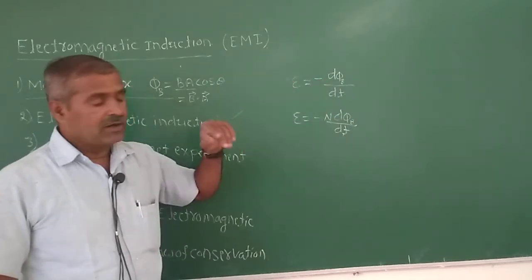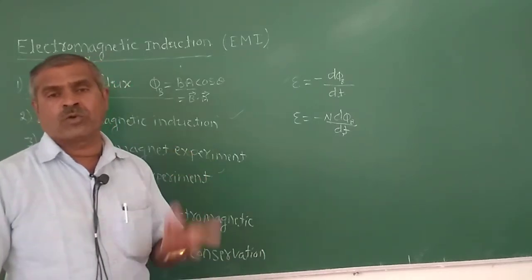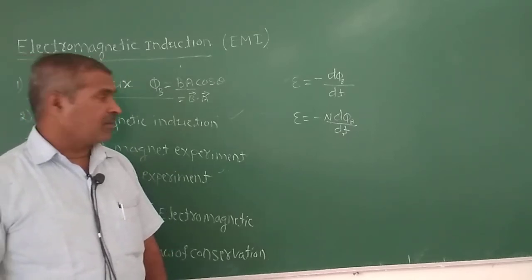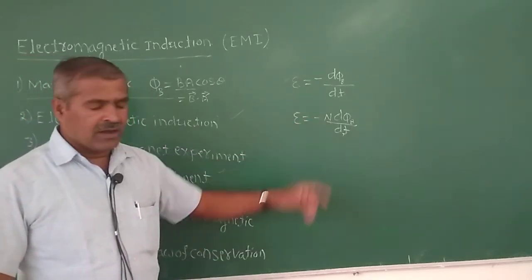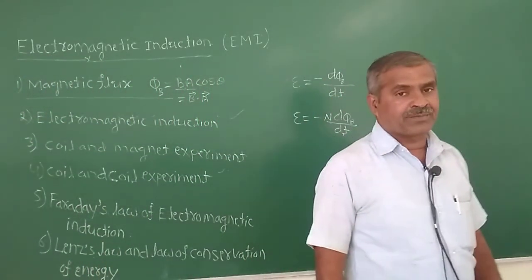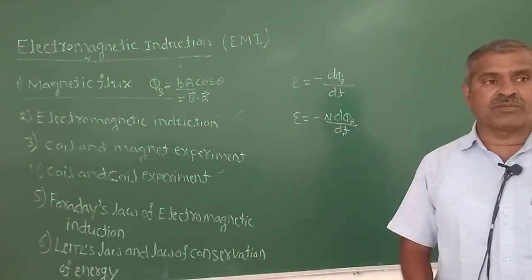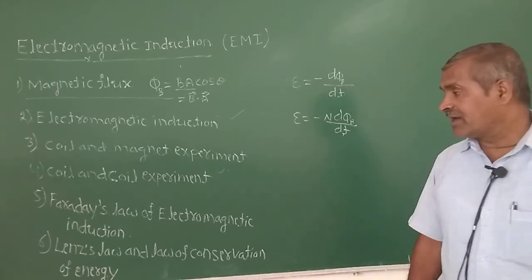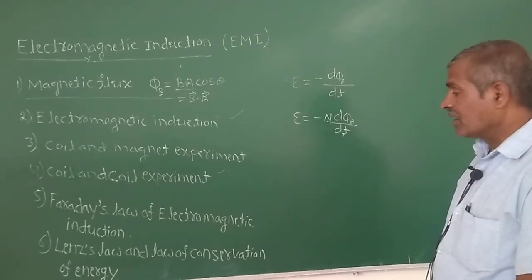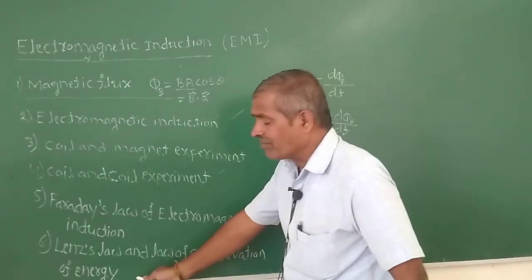Suppose you write it like that, the number of turns may be 2, it may be 4, it may be 10, like that. The coil contains that number of turns. And this minus sign indicates that the change in the magnetic flux, the induced current and the induced EMF are in the opposite direction. Clear? The next one is Lenz's law and the law of conservation of energy.